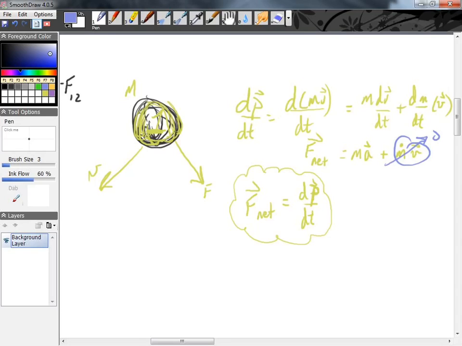So rockets, the blown up balloon, the fire hose, all three of those are examples of our mass flow in action.